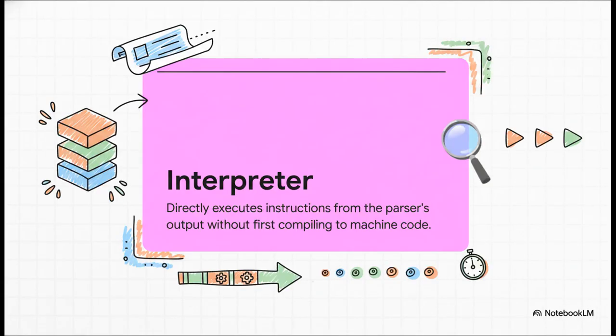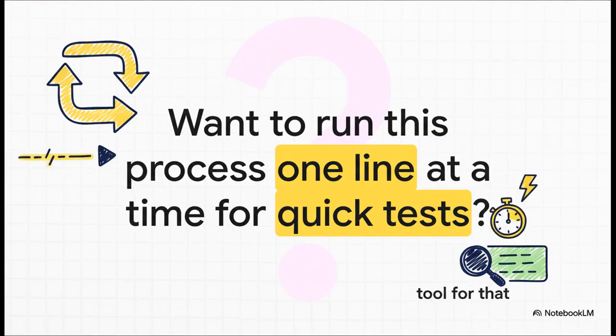And this right here is the key thing to know about an interpreter. It executes the instructions directly from the parser's output. It doesn't have to go through this whole extra step of translating the entire program into machine code first. It's immediate. It's an on-the-fly execution, which makes it really, really good for certain kinds of tasks. So this whole 3-step dance, lexer, parser, interpreter, is happening all the time behind the scenes.